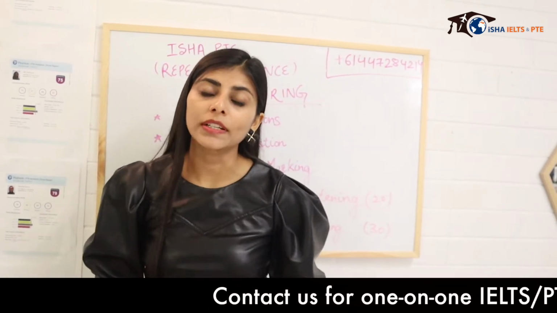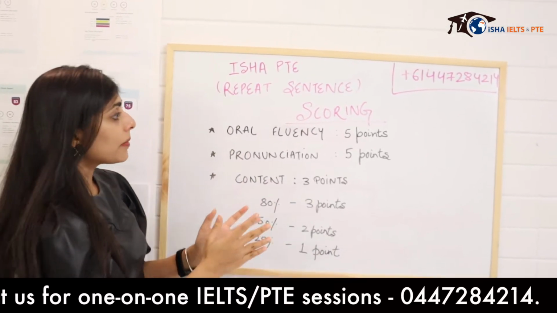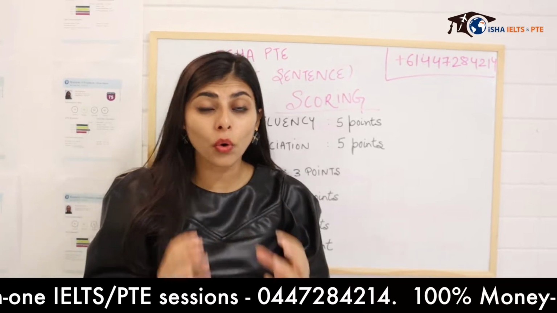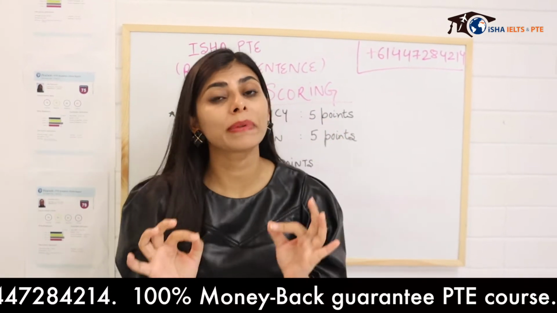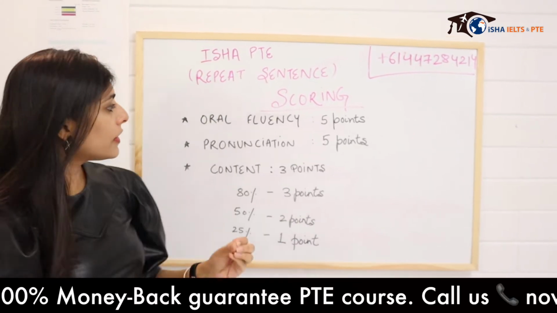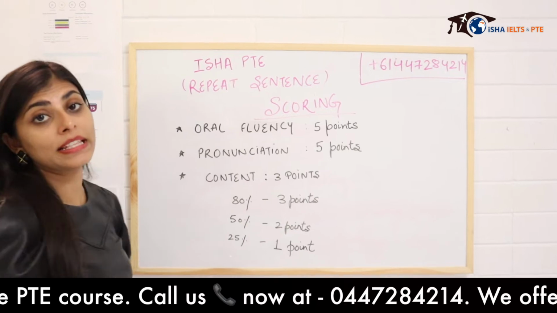So the trick to that actually lies in the scoring criteria, which we are just going to discuss. Alright, so now let's talk about the scoring criteria, because if you understand the scoring criteria better, you will be able to ace your repeat sentence questions. Firstly, we are getting 5 points for our oral fluency.